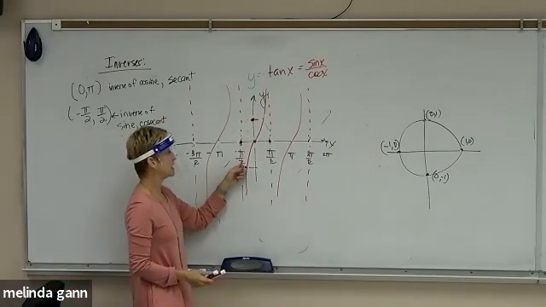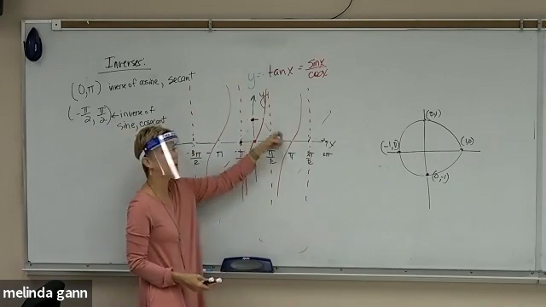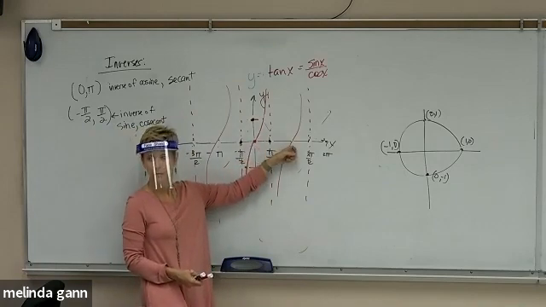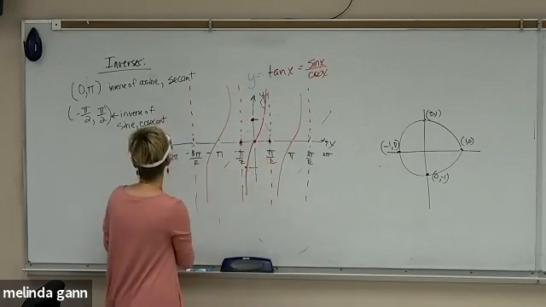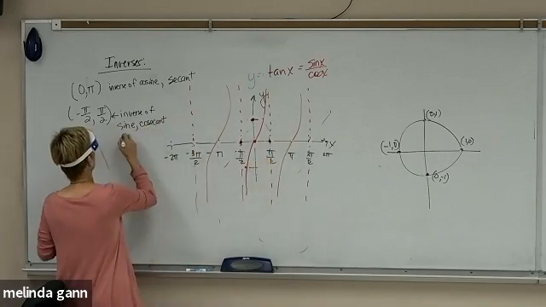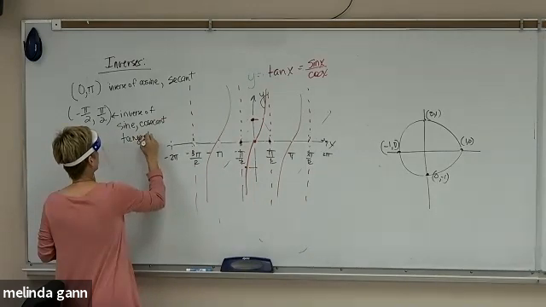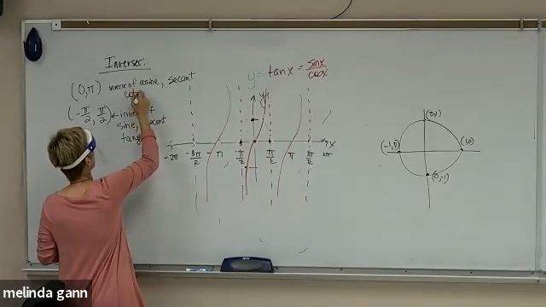They chose negative pi over 2 to pi over 2 so they wouldn't have to jump over an asymptote. So they're going to go with tangent down here, and they're going to go with cotangent up here.